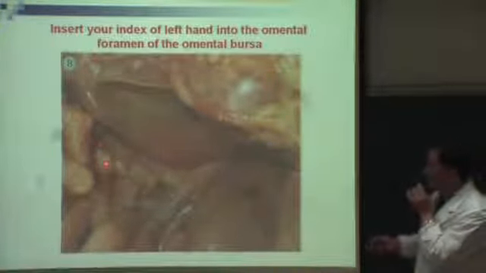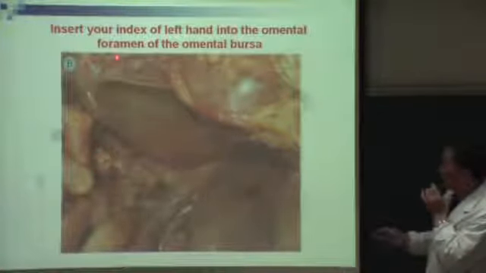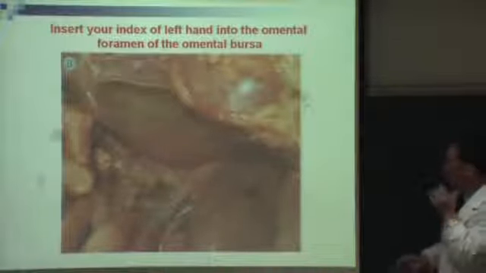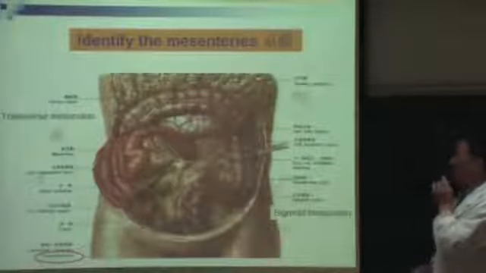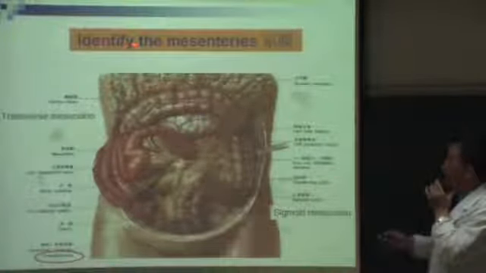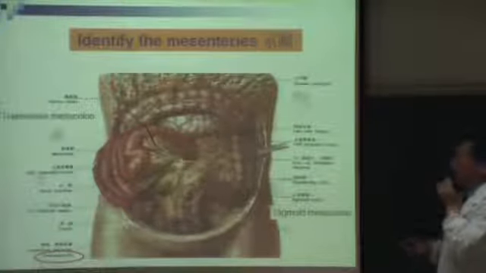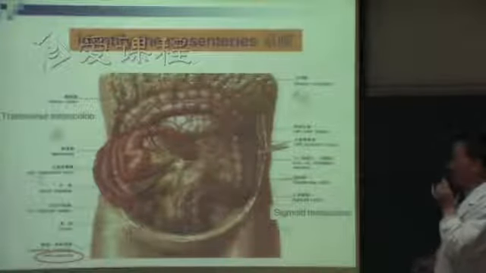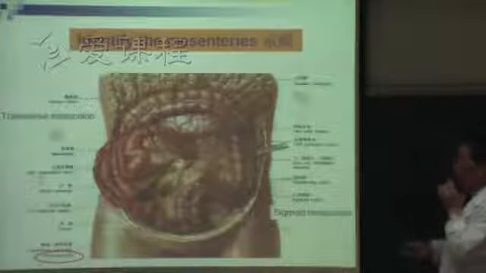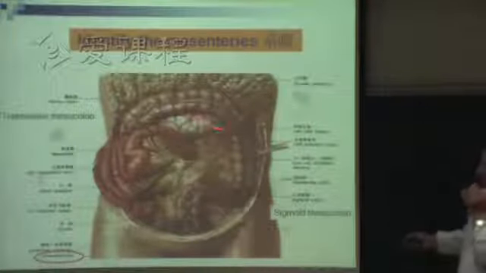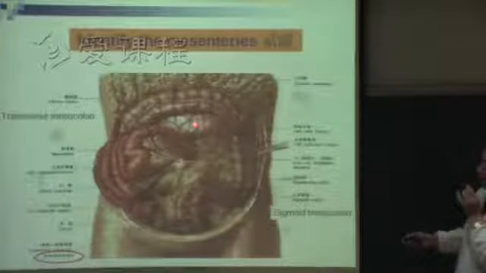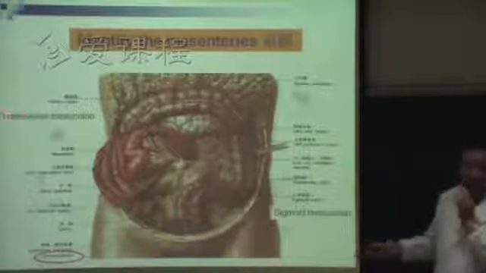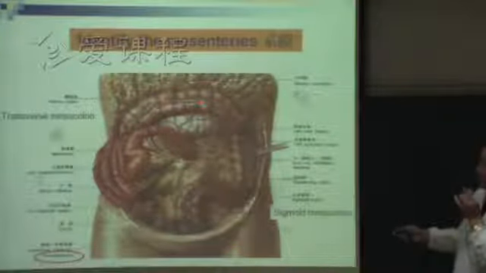In this way, your finger will enter the omental bursa through the foramen. And then we should identify the mesenteries. There are many mesenteries within the abdominal cavity. First, you can see this part. This is the transverse mesocolon. What is the Chinese name? Yeah, this is the transverse colon.